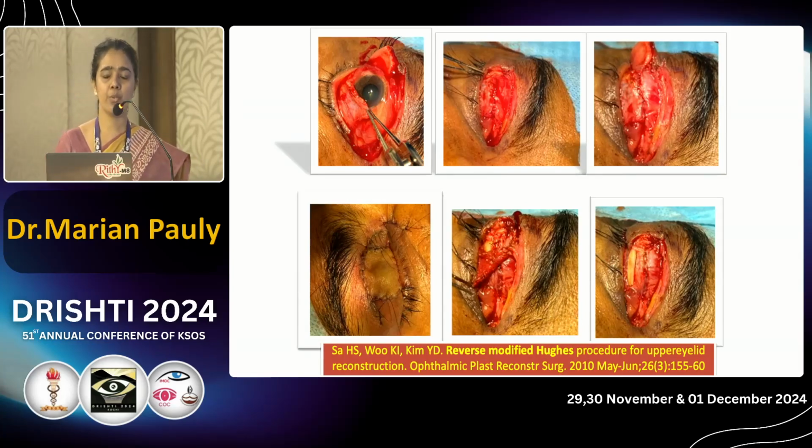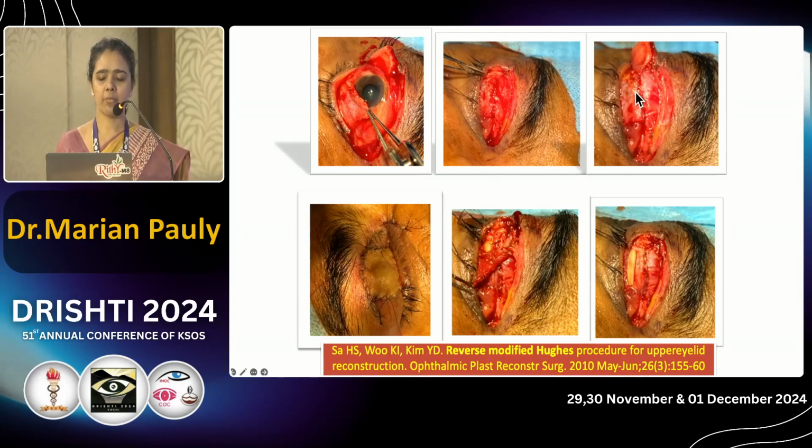We know Hughes is the procedure done for lower eyelid reconstruction, so we have reversed the Hughes. The incision is 2 millimeters beneath the lid margin, and you lift the conjunctiva and tarsus. It is a tarsoconjunctival flap. Suture it to the residual conjunctiva in the upper lid, and then there is a defect, so here the tarsus is only 2 millimeters.